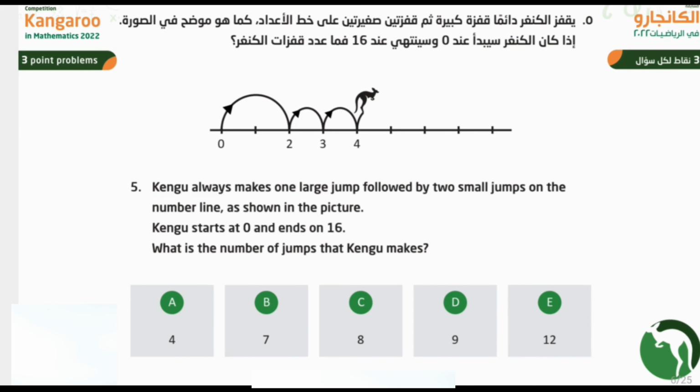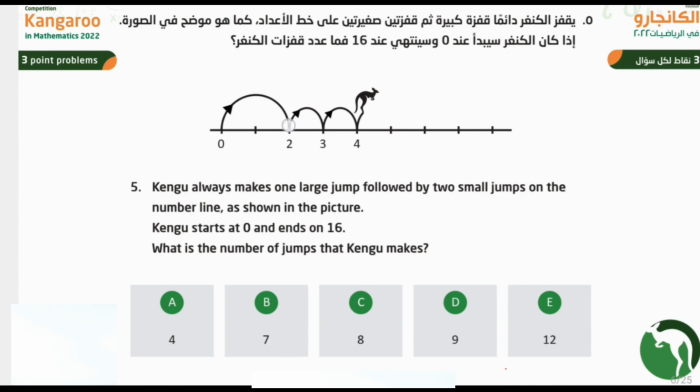Now in question number 5, Kingo always makes 1 large jump followed by 2 small jumps on the number line as shown in the picture. Kingo starts at 0 and ends on 16. What is the number of jumps that Kingo makes? Okay, so here, if we notice, 1 jump, 1 big jump, and then 2 small jumps.